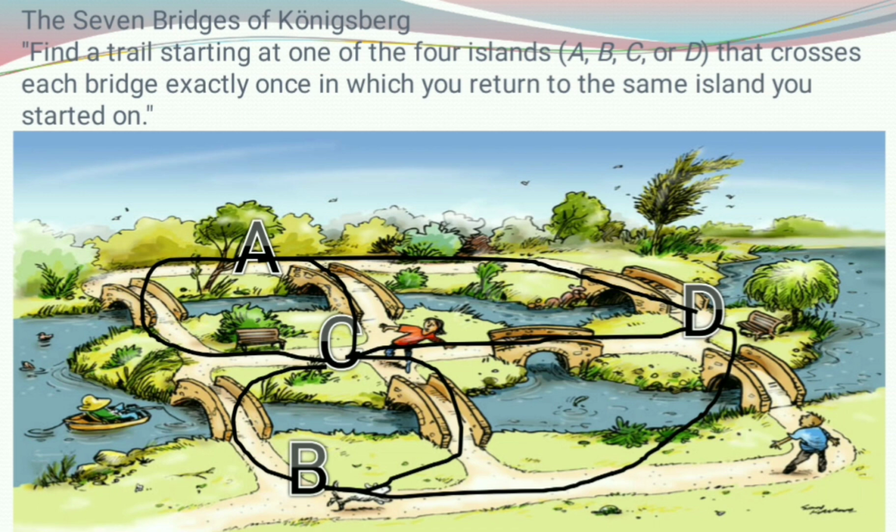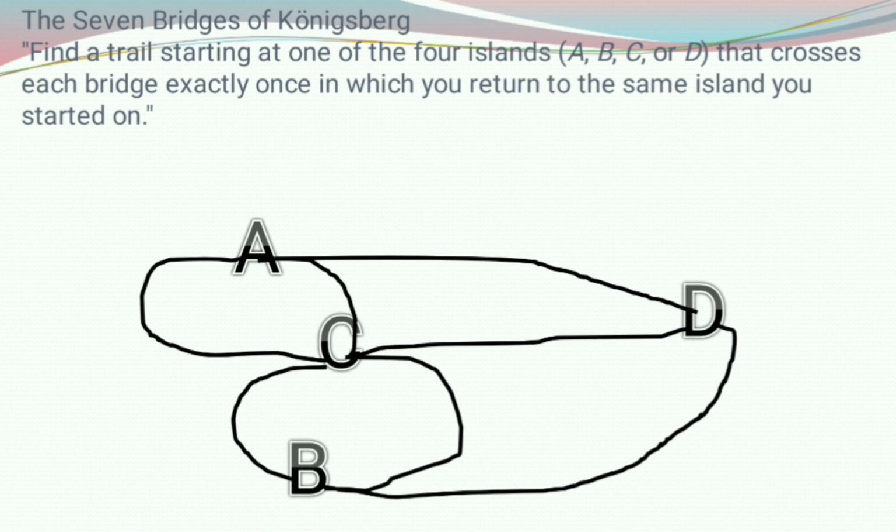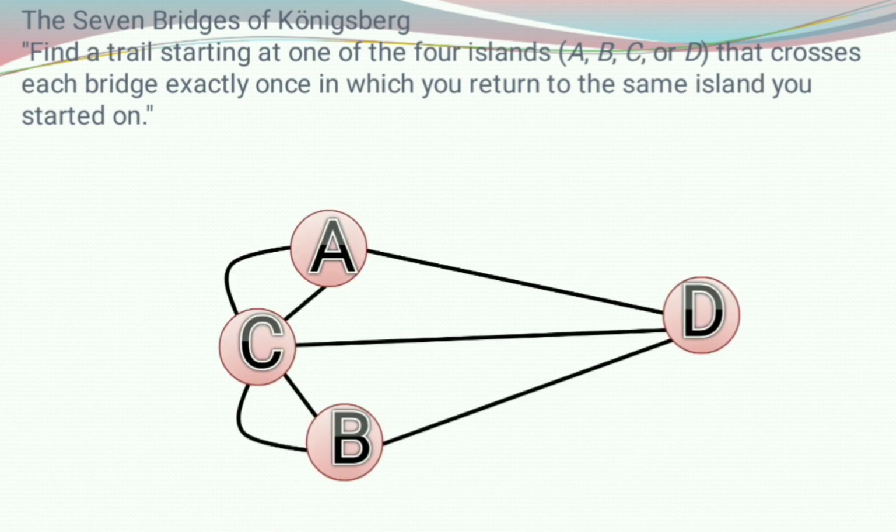So this problem looks something like this. If we consider A, B, C, D as vertices and the lines as edges, we get a graph like this. Here we will look at the degree of each vertex. You can see A is connected to 1, 2, 3, so the degree of A is 3. The degree of B is 3. For C, 1, 2, 3, 4, 5, the degree of C is 5. The degree of D is 3. So every vertex has odd degree.